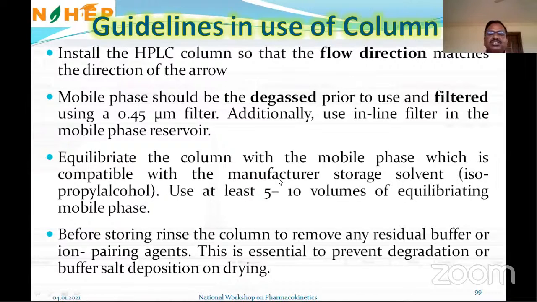The manufacturer's storage solvent is isopropanol alcohol. So we first use a mobile phase which is compatible with this and use at least 5 to 10 volumes of equilibrating mobile phase. Before storing, rinse the column to remove any residual buffer or ion pairing agents. This is essential to prevent degradation or buffer salt deposition on drying.